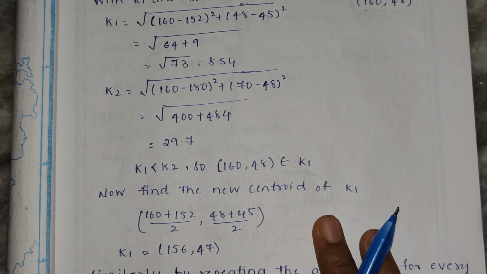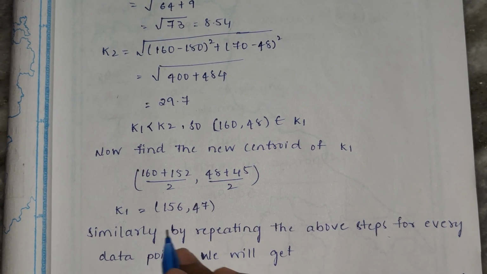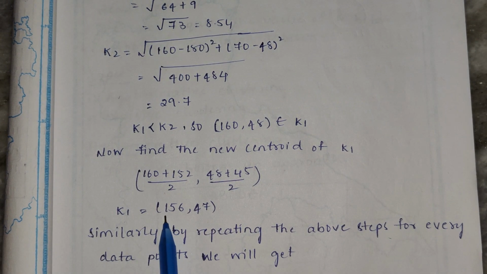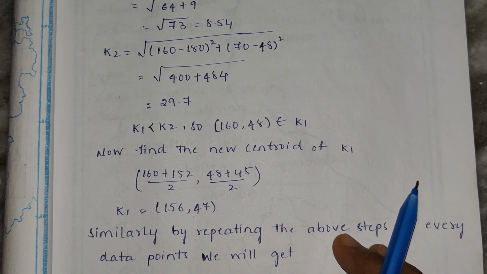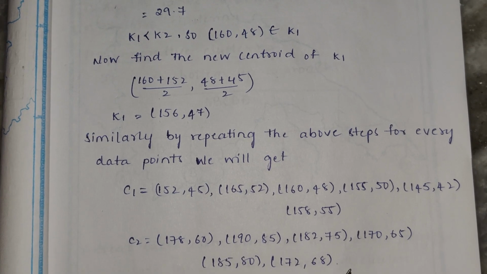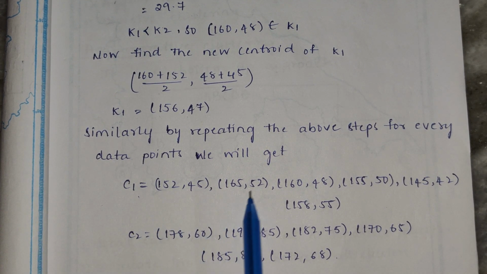And after finding which cluster the data point belongs to, we will be calculating the centroid, right? So here I have calculated the centroid, and the new center for cluster 1 from now on is 156 comma 47. Similarly, we will be repeating these steps for all the data points. We will be specifying clusters. Here in cluster 1 we will be having these data points, and in cluster 2 we will be having these data points. Here none of the data points is repeating in two clusters.